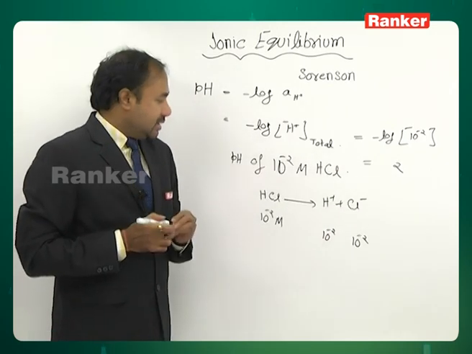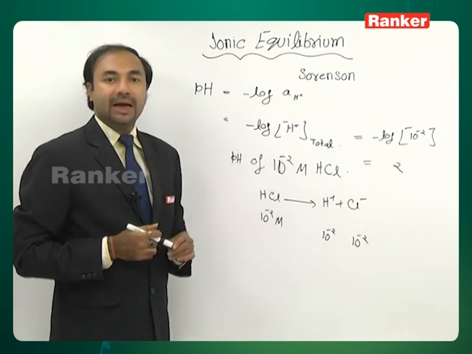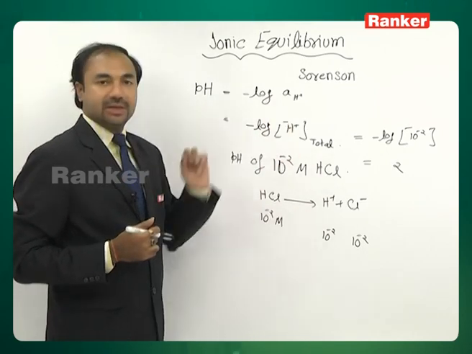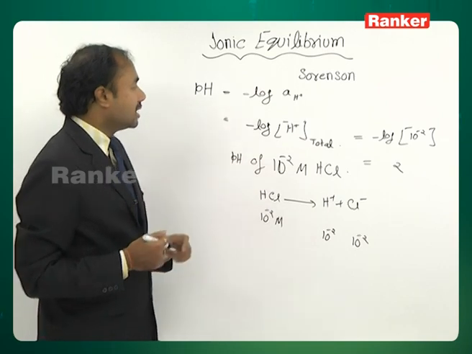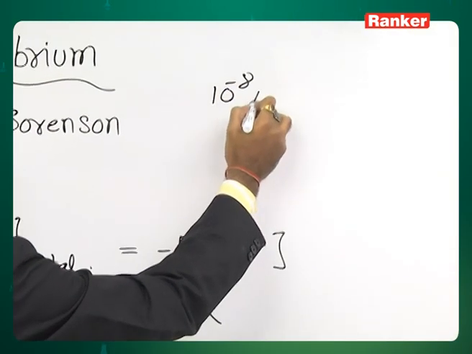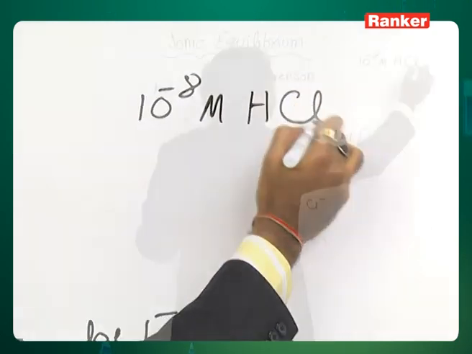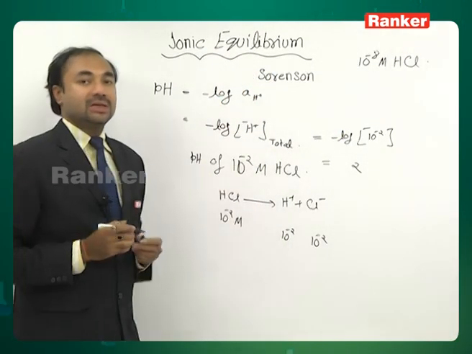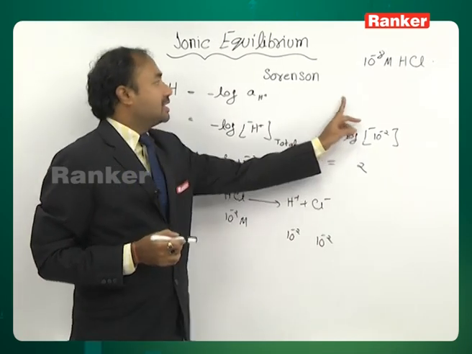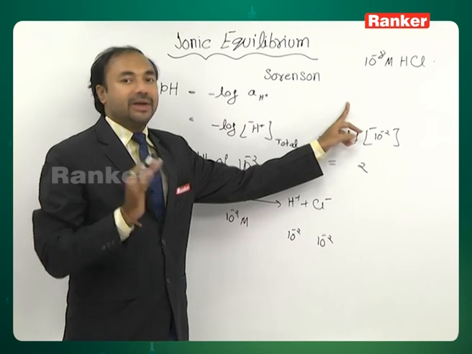See, this example looks very simple, and the case is actually simple also, but we can get complicated cases for this, like they may ask you to find pH of 10 to power minus 8 molar HCl solution. Now, the logical answer which the student usually gives immediately is minus log of 10 to power minus 8, so it will become 8.